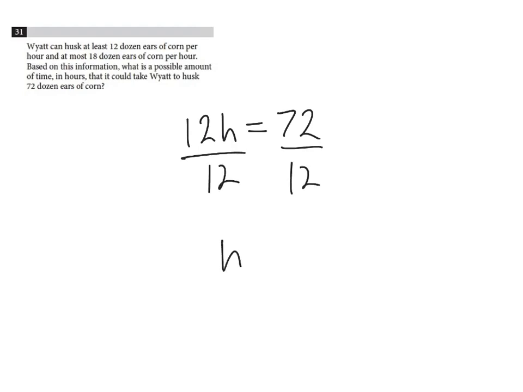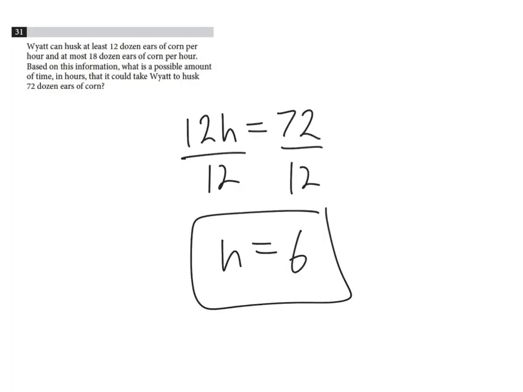Okay, well, if he can husk anywhere between 12 and 18 dozen per hour, let's just assume that in this situation he husks 12 dozen per hour. Okay, well, 12 dozen per hour, right? And we want to know when that equals 72 dozen. Okay, well, divide both sides by 12. Well, H equals 6, right? 72 divided by 12 is 6. So 6 hours is a possible number of hours it takes him to husk the corn.